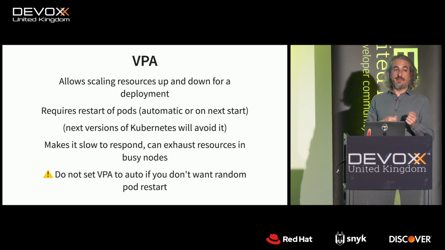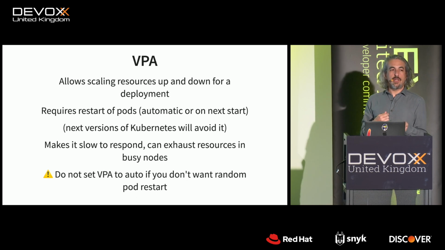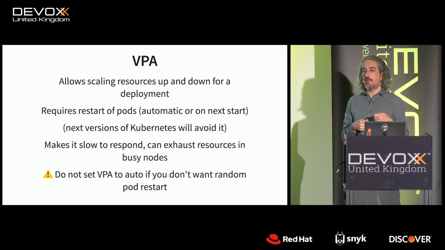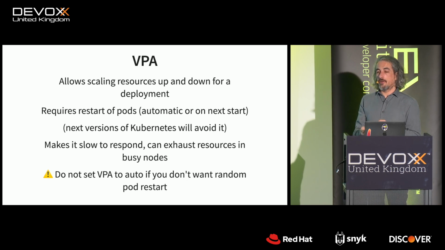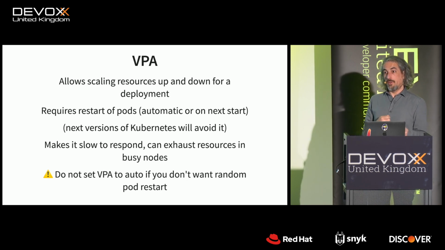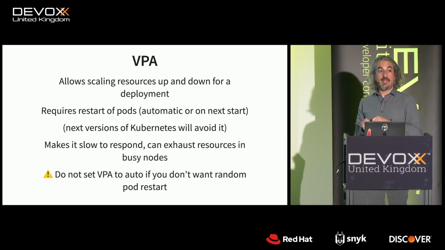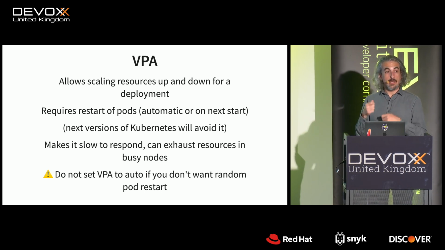So basically, if you do it automatic, imagine your Java application is using a lot of CPU, and you're saying, okay, tell the VPA to give you more CPU, but in automatic mode, it will restart your container. And that's probably not what you want to do. In the next versions of Kubernetes, you're going to have in-place autoscaling, so you will not need to restart the container.